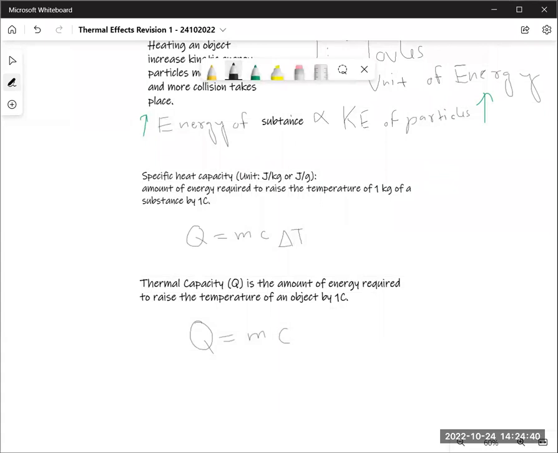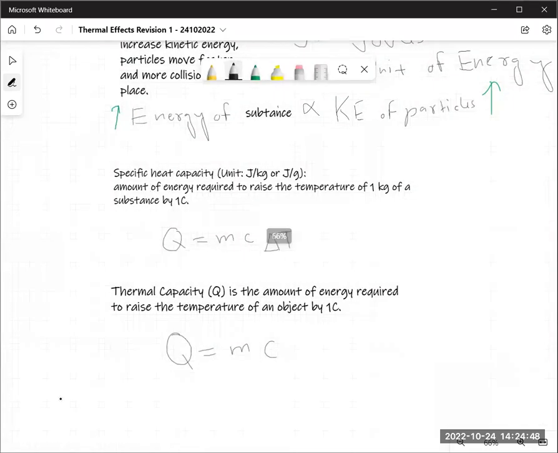Ayan, can you hear me? Yes, sir. We're looking at specific heat and thermal capacity. Finish writing this quickly in your notebook. All right, sir. Wait, class is over, right? Just finish this and we're done.